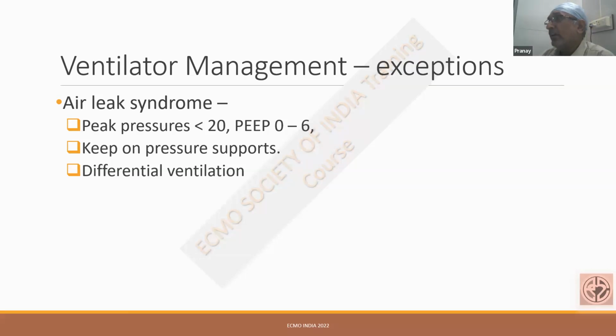Titrate the PEEP. Get the PEEP to 0 and watch the bubbling. If there's no bubbling, go up on PEEP to 1. See if bubbling comes up. If there's no bubbling, go up to a PEEP of 2. So you can gradually titrate the PEEP and go up to a PEEP of 6. Okay. The best mode, as I told you, is pressure support mode, and differential ventilation if required. Suppose there's a pneumothorax and there's a leak from one side, you can put in a dual lumen tube and ventilate only one lung, or single lung ventilation can be considered.